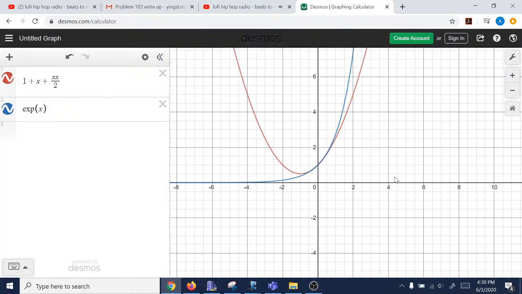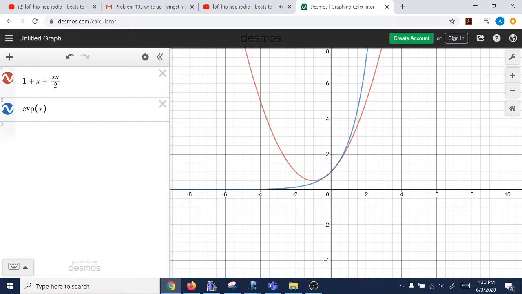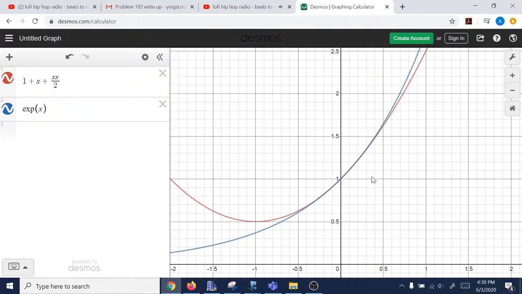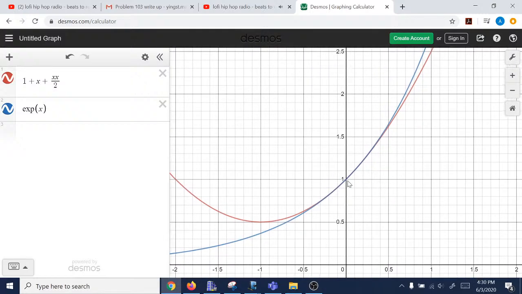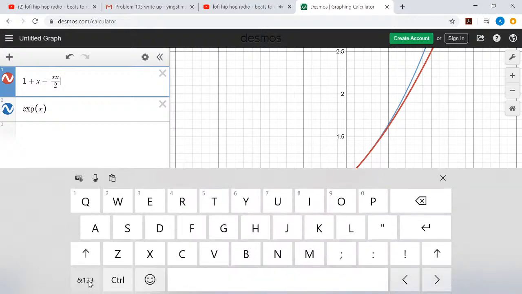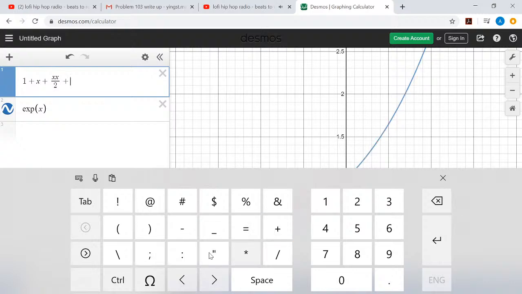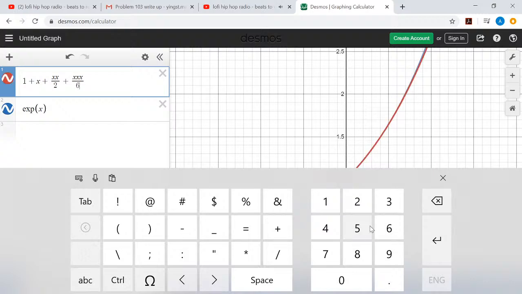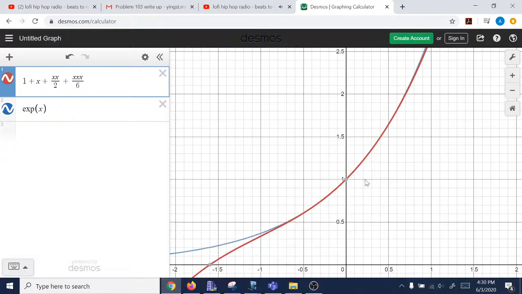When I graph e to the x and I graph that function, the first several terms of the infinitely long polynomial version of e to the x, I find they are really close to each other. Not only do they intersect at 1, not only is it tangent at 1, but it's one step better than a tangent line. It's like hugging the curve. And if I throw in another term, plus x cubed over 6, oh geez, it's really hugging the curve.